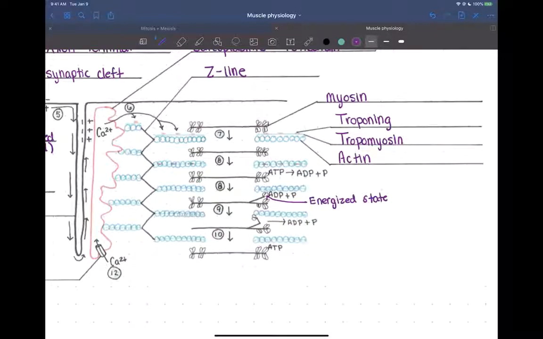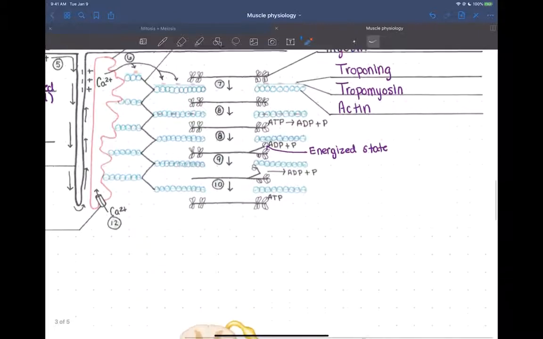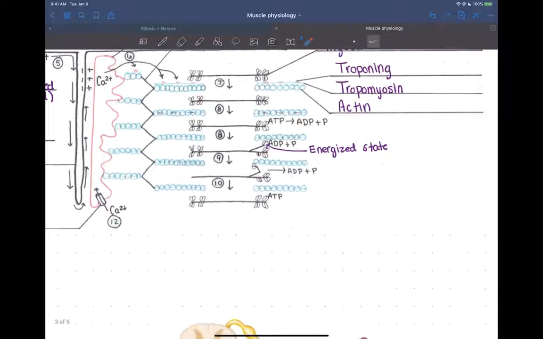So you break down ATP, and myosin enters that energized state where it's sitting up. Now, because it's sitting up, it's close enough to the actin to be able to interact with it. So it binds to actin. When it binds to actin, that ADP and phosphate are going to be released. And this release of that ADP and phosphate causes the power stroke.